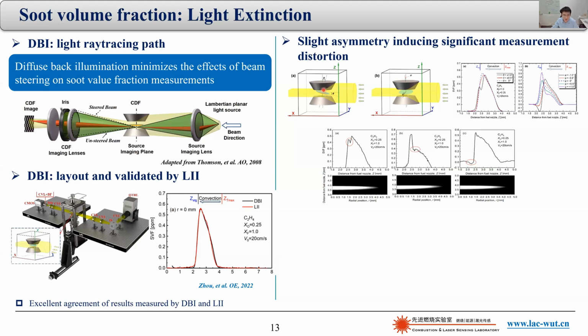And once you have this tilted flame, even though the level of tilting can be very small. For example, there is some numerical simulation we did. Even if you have 0.5 degrees of tilting, you will have the measurement results significantly distorted. And this is a big problem, actually.